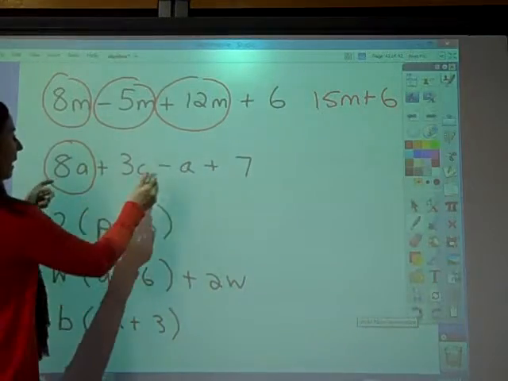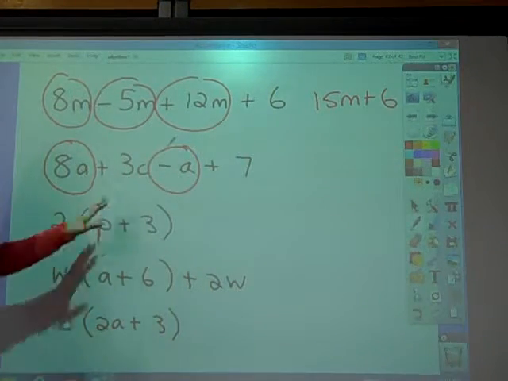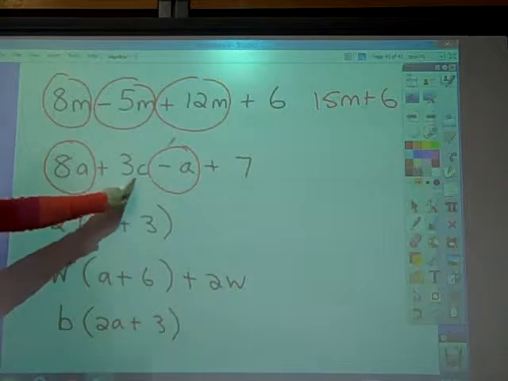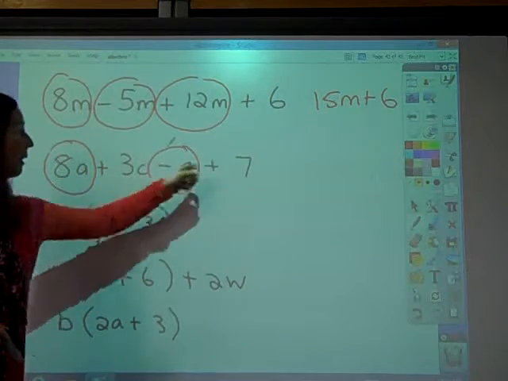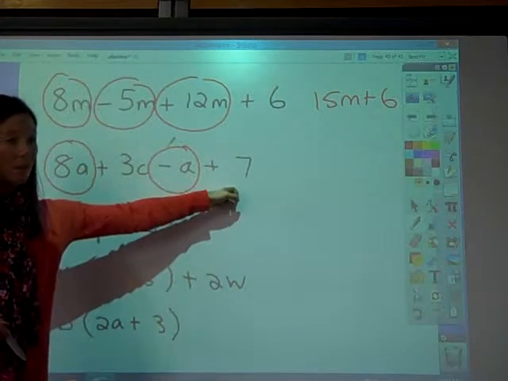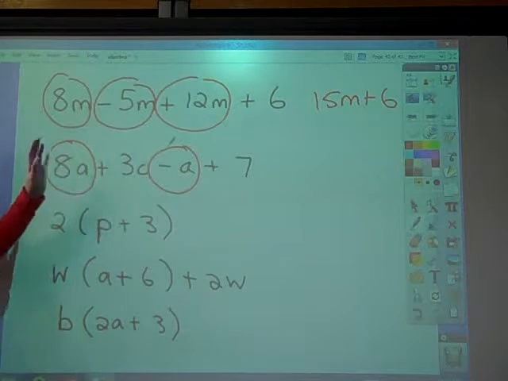So I've got 8A and I've got an A there. The others, I'm not going to circle. That one doesn't have an A, that one doesn't have an A. And those two aren't like either because that one has a C and that one doesn't have a C. So they are the only like terms in this question.